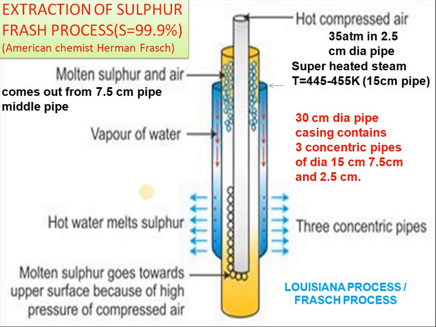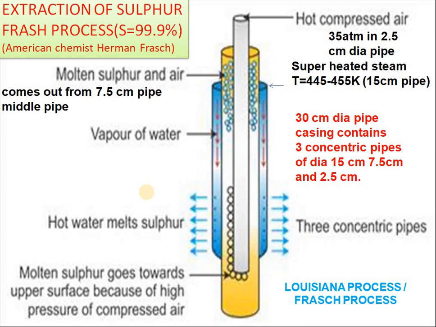Frasch process has a 30 centimeter diameter pipeline which we put deep into the earth to get the sulfur in the pure form, molten sulfur. And you know that this technology of extraction of sulfur, known as the Frasch process, was developed by the American chemist Herman Frasch. On his name, this process is named the Frasch process.